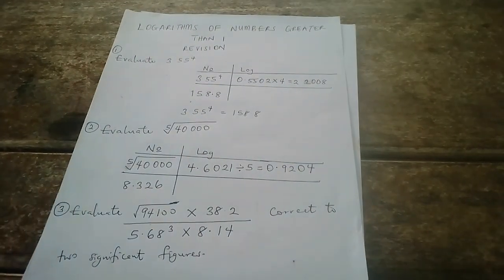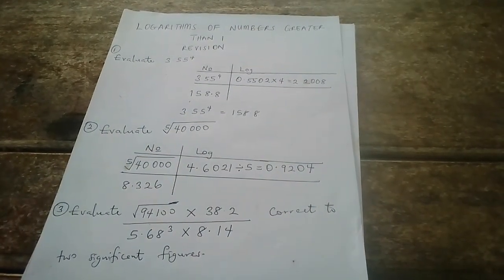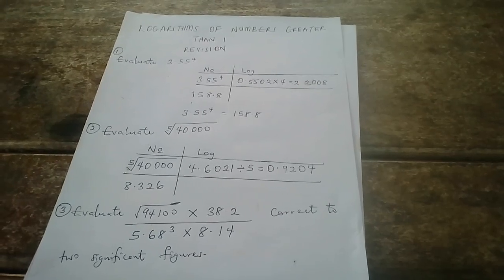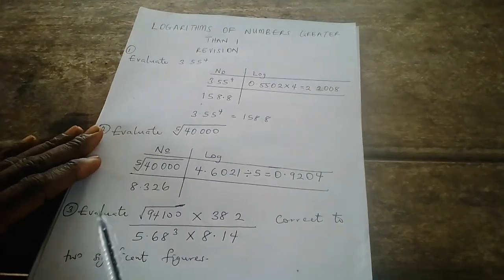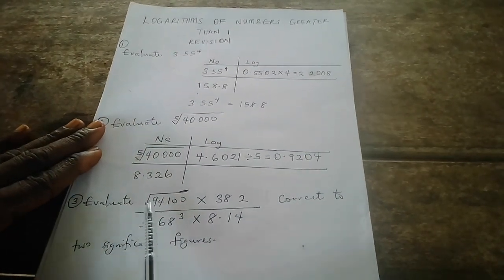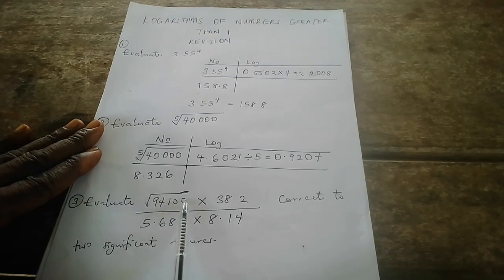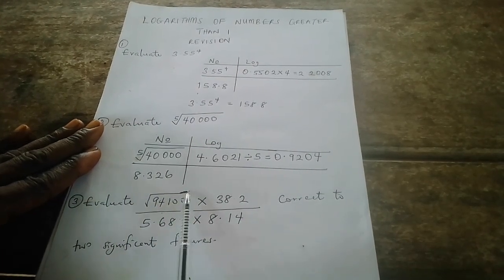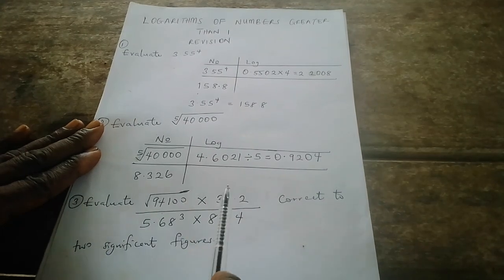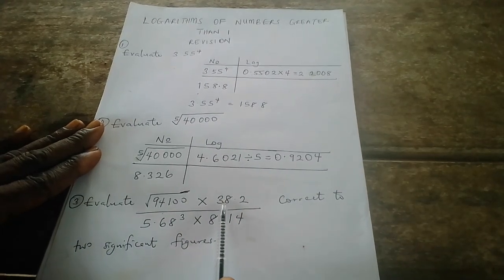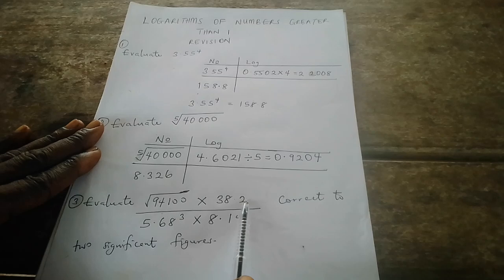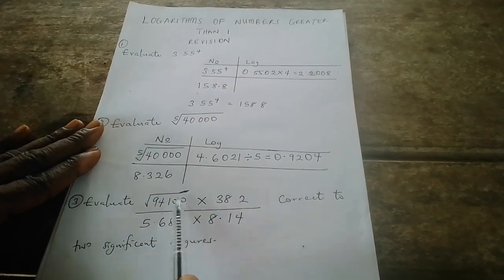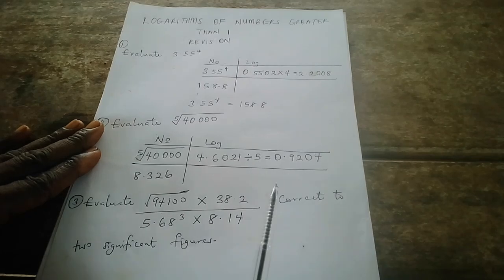So first of all, you are going to solve this using your logarithm table. You are going to look for the logarithm of 94,100. Because of this square root, you divide this by 2. You look for the logarithm of 38.2. Then, because both of them are multiplying, you are going to add their logs. So that's that for the numerator.